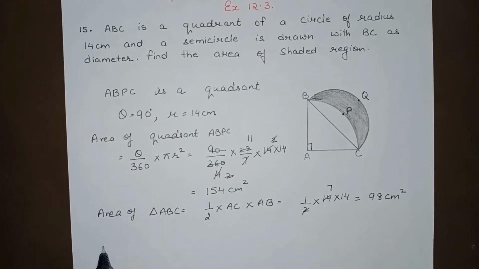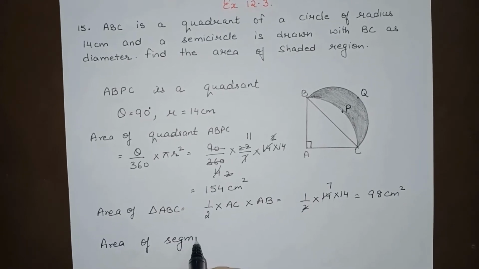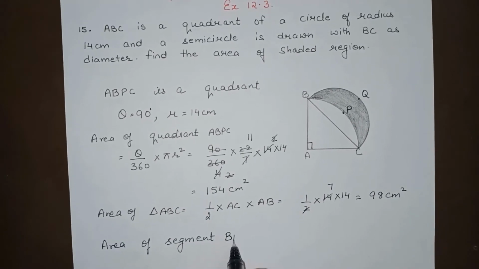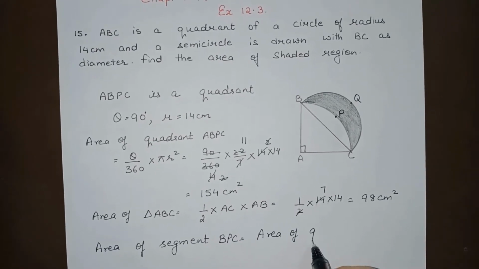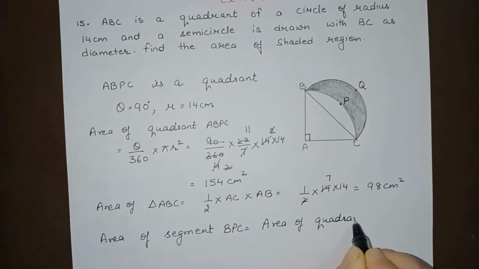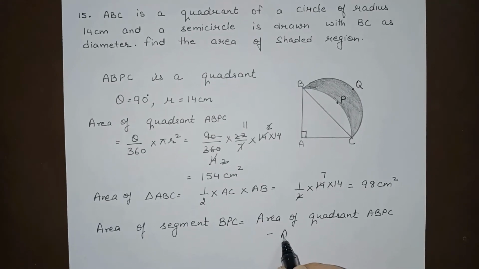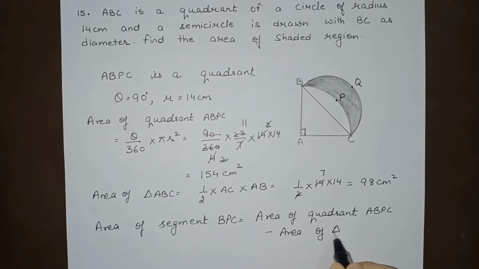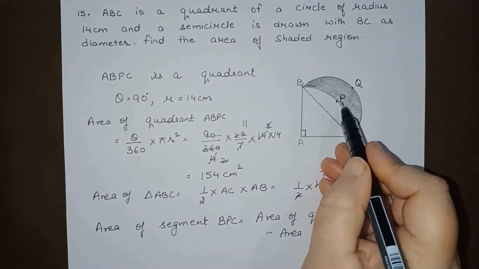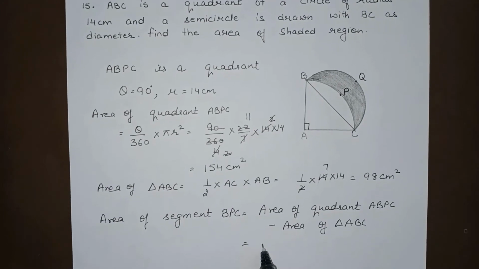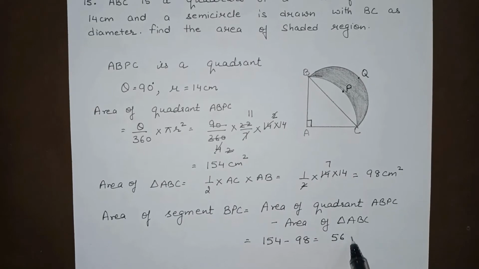Now we have area of segment. Now the segment is BPC. It will be equal to area of quadrant ABPC minus area of triangle ABC. See, we have to find the area of this segment. This will be area of quadrant minus area of triangle. So 154 minus 98, so 56 centimeters square.